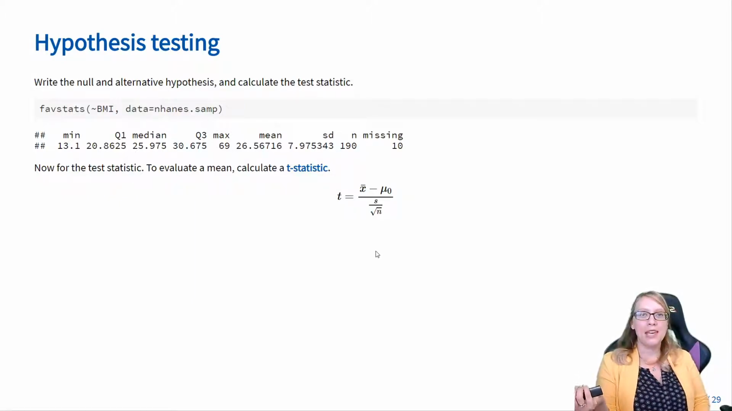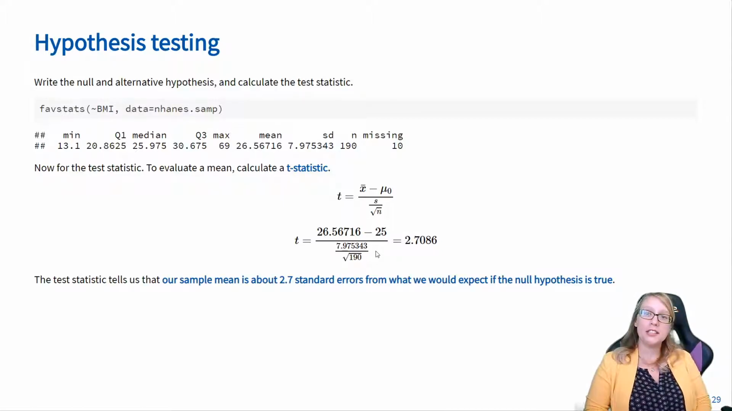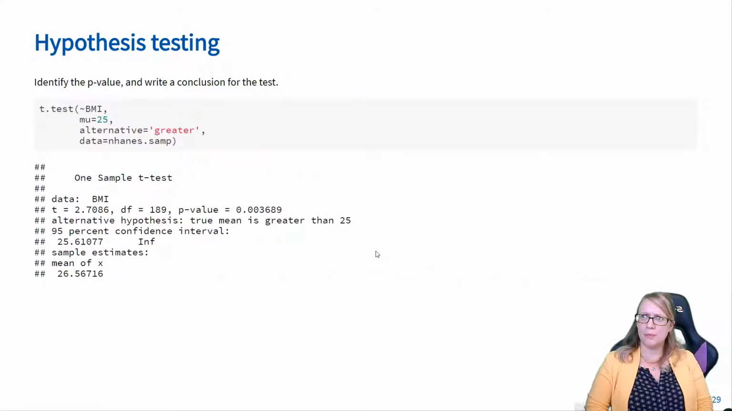We'll take our sample mean, we'll subtract a quantity called mu0. This is the value we would expect if the null hypothesis were true. And then we'll simply divide by the standard error. So plugging all of this in, we get a test statistic, or a t-statistic, of 2.7. So what this tells us is that our sample mean is about 2.7 standard errors from what we would expect if the null hypothesis were really true. That's pretty far away. That's pretty unusual.